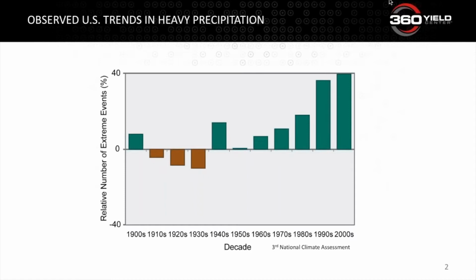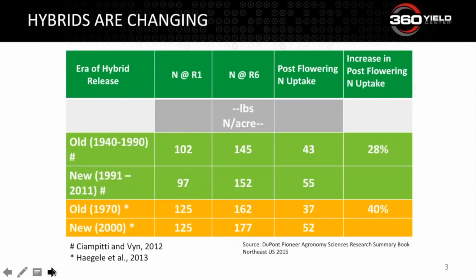But the weather's not the only thing that's changing. We can also see that hybrids are changing throughout time. If you look at this chart, again, something I've shown in many presentations, there are two different university studies comparing old germplasm to new germplasm, and you can see that new germplasm is using more nitrogen later in the year. Therefore, with more rainfall, and needing to supply more nitrogen later in the year, we've got to do everything we can to maintain that nitrogen supply throughout the growing season.